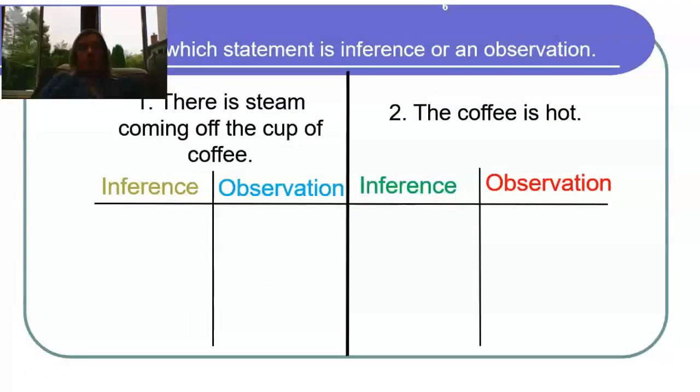Here's another example. There is steam coming off of the coffee cup, and the coffee is hot. So you need to decide which is an inference and which is an observation. So go ahead and pause the video, make a choice, and then we'll come back and talk about it.